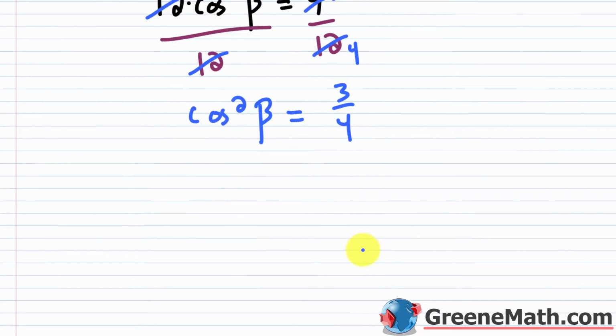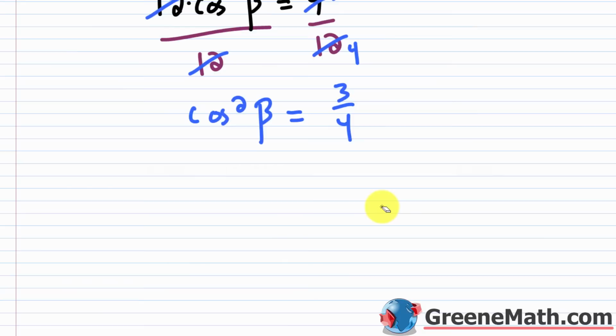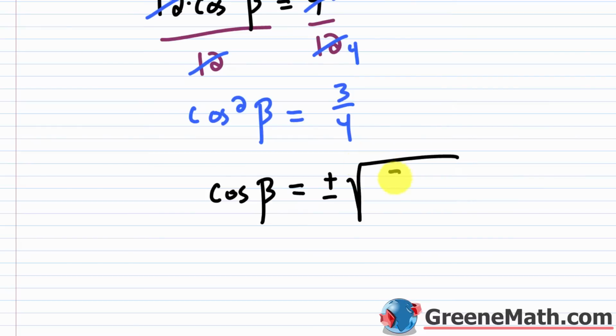And now we can use our square root property. Again, if we have something like, let's say, x squared equals 3/4, then by the square root property, we can say x is equal to plus or minus the square root of 3/4. So that's the square root of 3 over the square root of 4, which is 2. So x would be equal to plus or minus the square root of 3 over 2. Well, here it's the same thing. I'm just going to get that cosine of beta is equal to plus or minus the square root of 3/4.